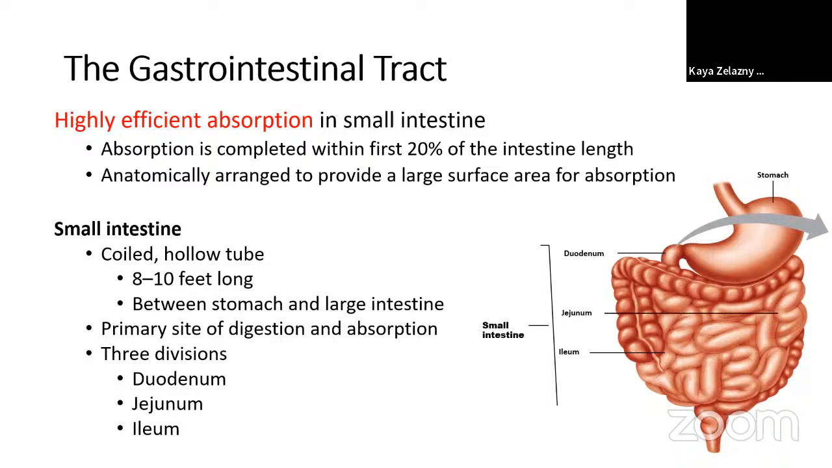So your small intestine, as you've seen, is a coiled hollow tube. You've probably run it between your hands. If you have, it's much longer than you might initially think. You've got about 8 to 10 feet of it in there. It's between your stomach and your large intestine, ending specifically at the cecum, before we move into the 3 parts of the colon.